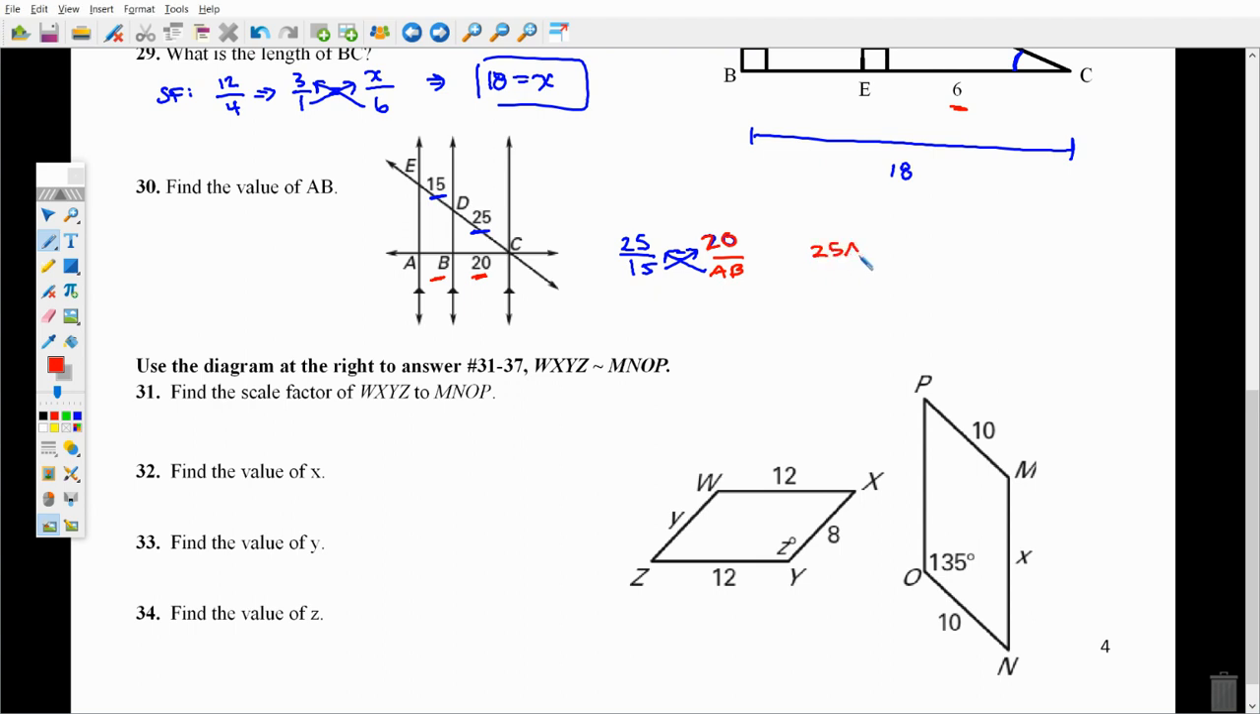You'll get 25AB is equal to 15 times 20, which is 300. Divide by 25 on both sides. And AB is going to be equal to 12.